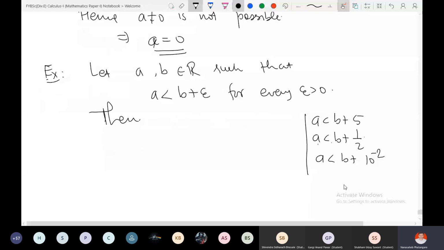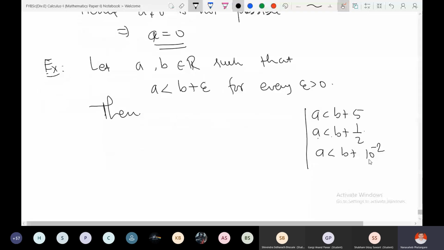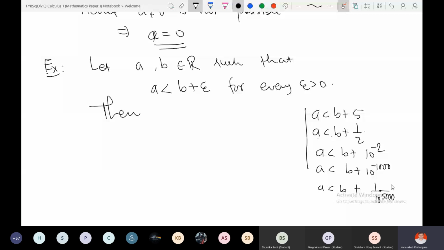Is this epsilon positive? 10 raised to minus 2, right? Yes, sir. A is less than B plus 10 raised to minus 1000, right? A is less than B plus 1 upon 10 raised to 5000. Whatever epsilon, however small an epsilon you see, every time A is less than B plus epsilon.